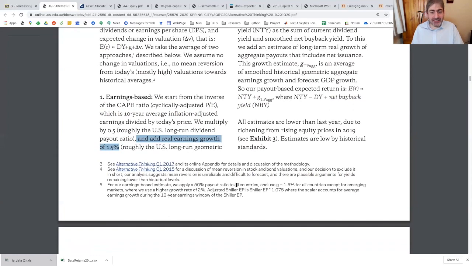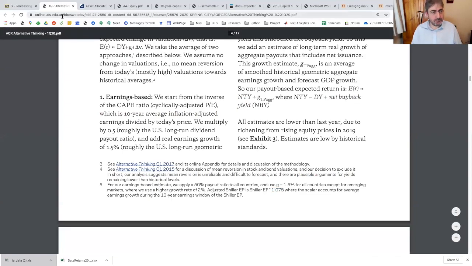And then you look at the note, it says the adjusted Schiller EP is earning price multiplied by 1.075. This is exactly the 5 times G. Okay, 1.075 is the 5 times G. So let's do the calculation.